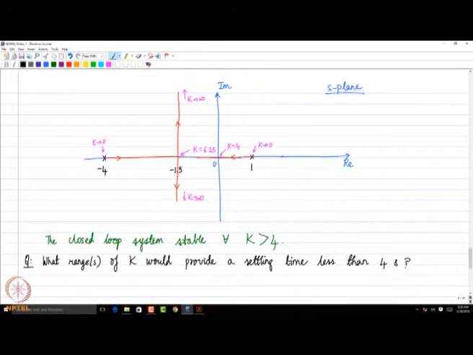So, what was the expression for the settling time? Ts was 4 divided by zeta omega n, right. So, that should be less than 4, or in other words zeta omega n should be greater than 1, which implies that minus zeta omega n should be less than minus 1, right. So, let us say I draw a vertical line at minus 1.